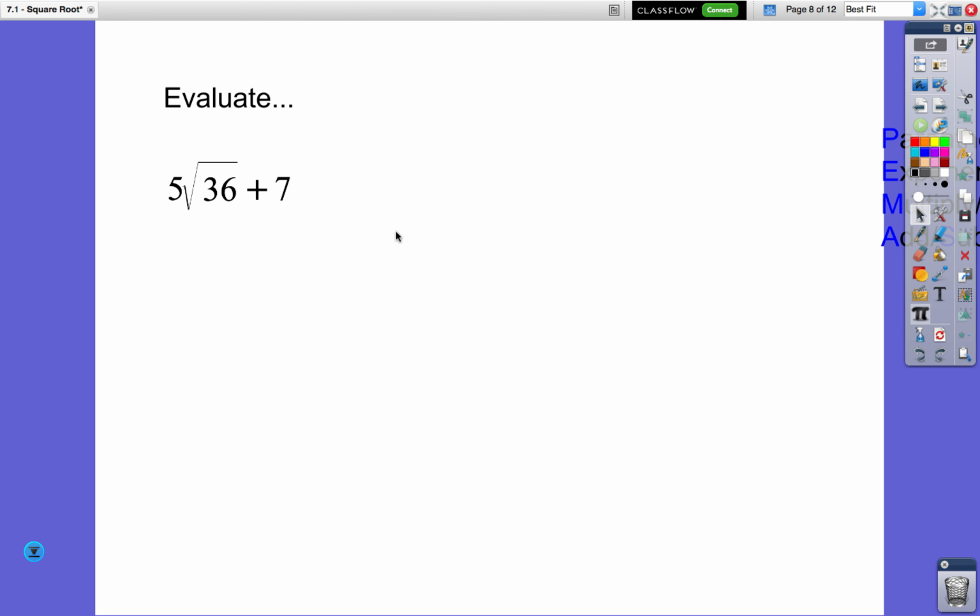In this video, we're going to be taking a look at evaluating problems involving square roots. In other words, simplifying and solving for an answer. Here we've got 5 square root of 36 plus 7.